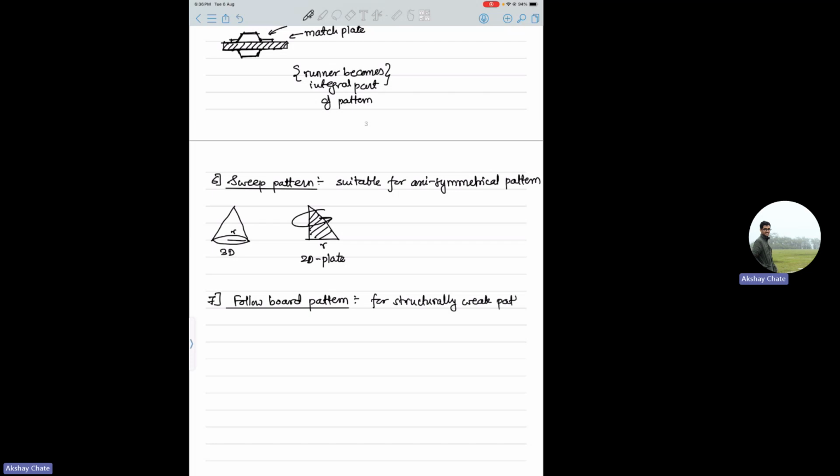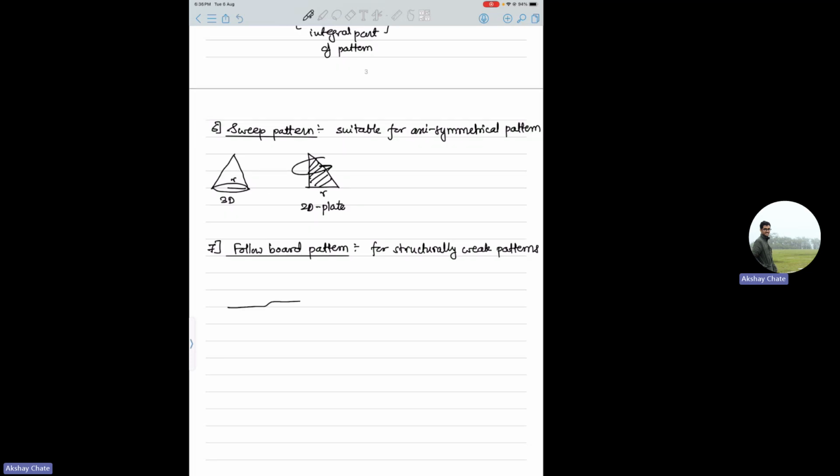patterns, because if you have patterns such as some thin plate or shape like this, if you just put it in the sand and ram it, there is a chance that it will deform. So what they do is they make one supporting board, which is called a follow board, which is the terminology. The job of that board is to provide strength to the pattern during ramming. Okay, so this is the main thing.